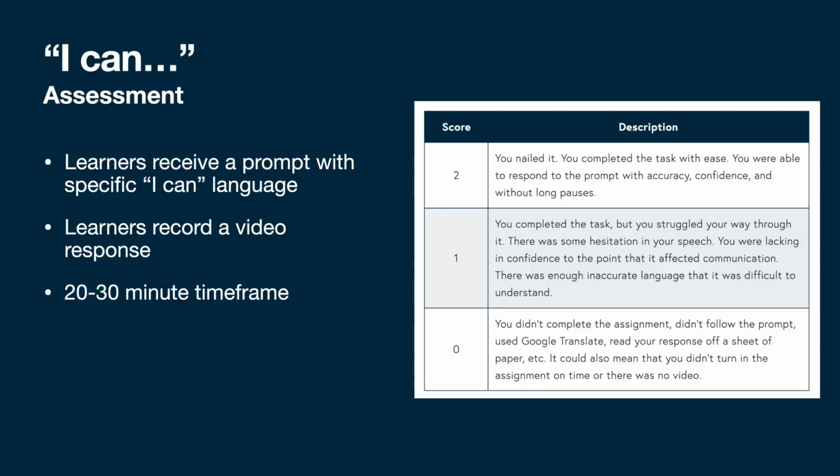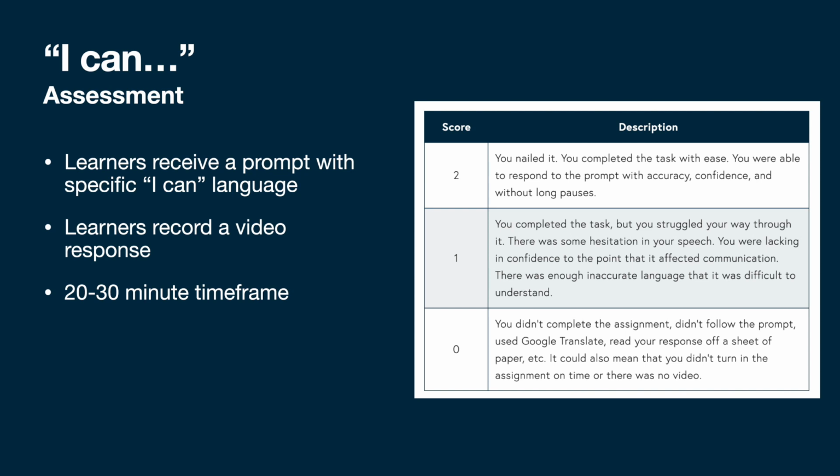Another form of assessment is the I can assessment. Learners receive a prompt with specific I can language, and they record a video response to their prompt. Again, using that Parkinson's law of compressing a time frame, I give them 20 to 30 minutes to read the prompt, come up with a response, record, and submit their video. And I use the 2-1 grading system for this.